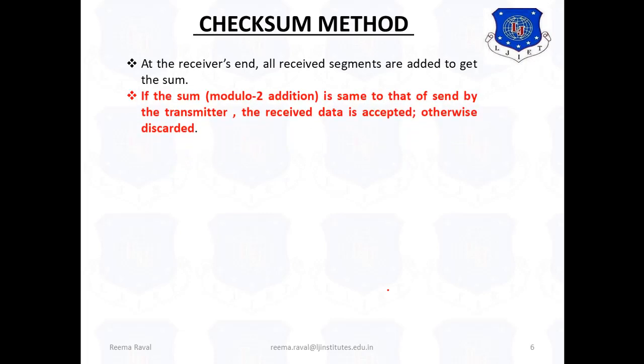Okay, let us see. At the receiver end, all received segments are added to get the sum. This sum will be an XOR addition, that means a modulo 2 addition. So if the sum is the same as that sent by the transmitter, the received data is accepted, otherwise discarded.